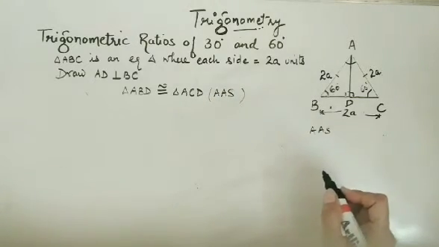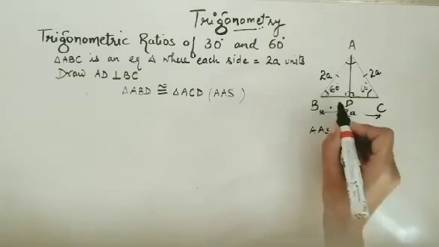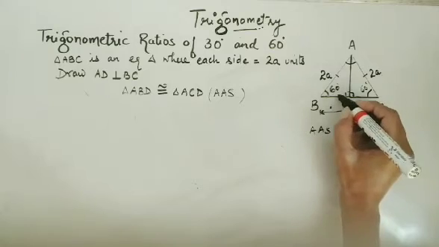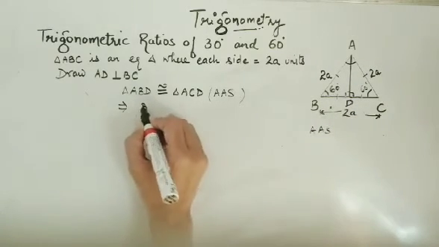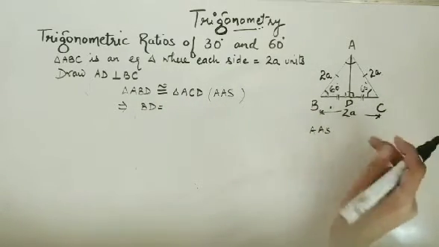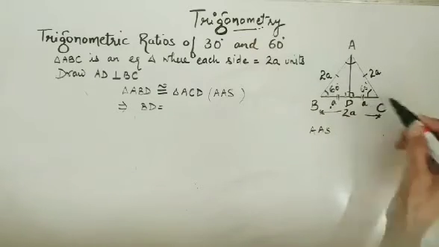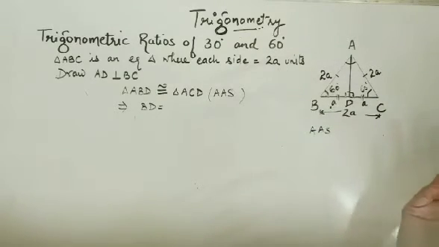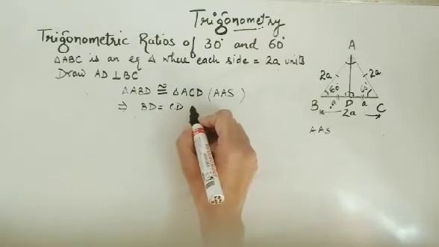Angle side rule says triangle ABD and ACD are congruent, and if they are congruent, definitely BD and CD, now we can say these sides are equal. Total was twice of A. So BD and CD can be taken half of 2A, which makes it A units.